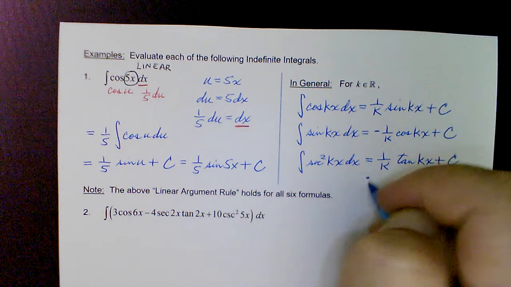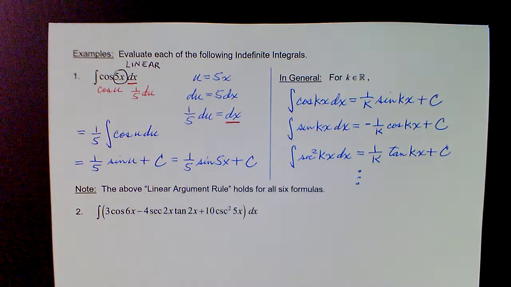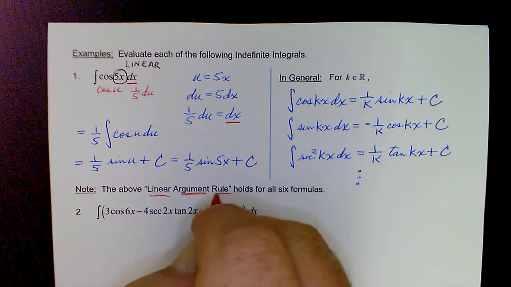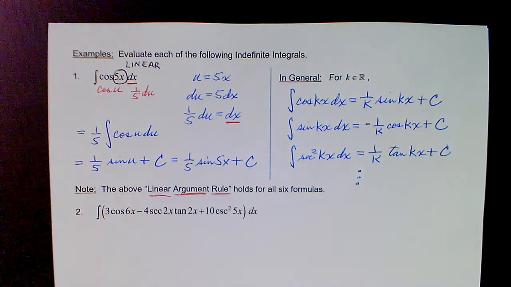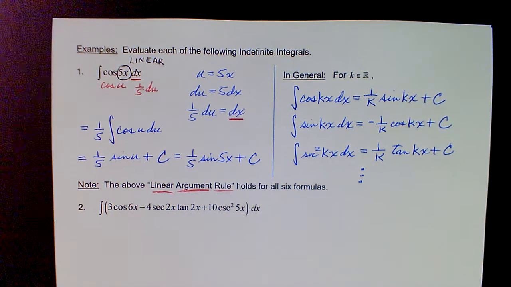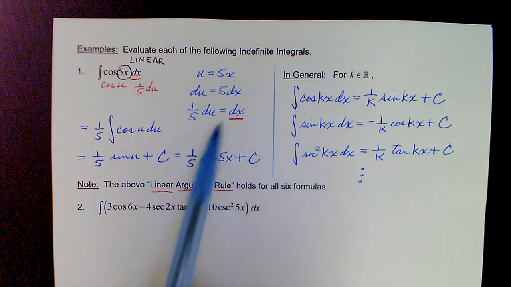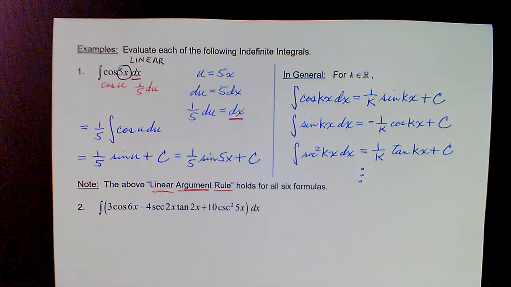And you could write out the other 3 if you like. But that's what I mean by the linear argument rule. And this is very important because in about 3 or 4 weeks, we're going to be integrating these types of things on a daily basis. And we don't want to have to go through the formal U substitution every time when the argument is linear, because we could adopt these basic formulas.